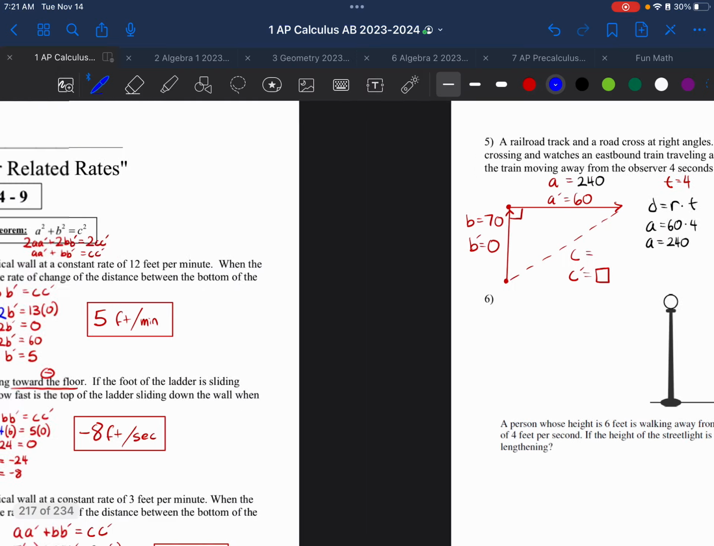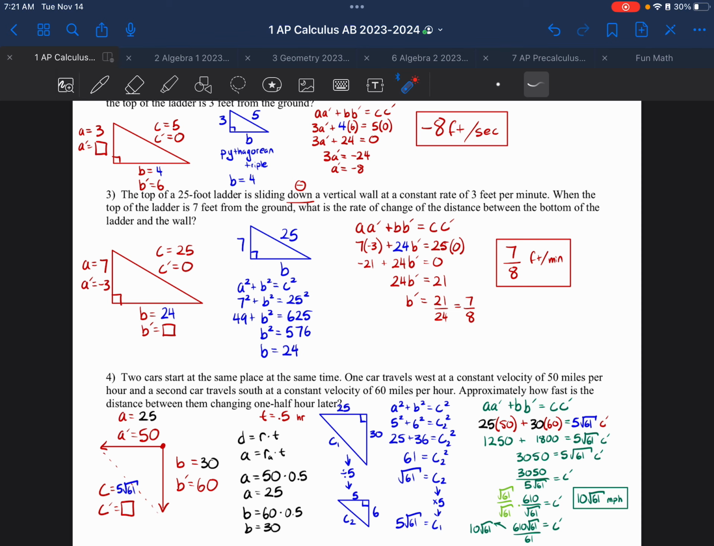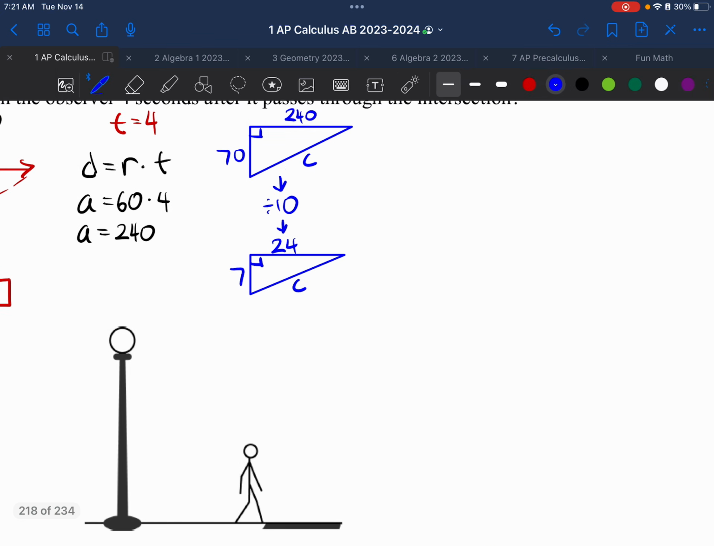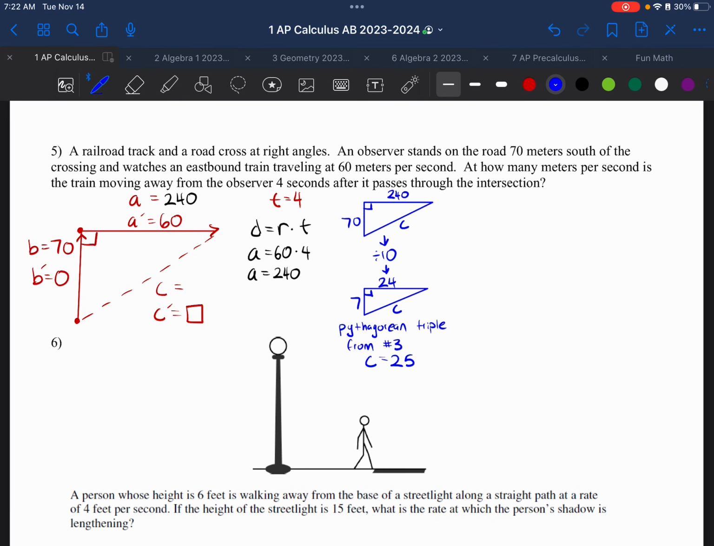Did we have this problem before? 24 and 7? Yeah, we did. Look at this one. 24, 7, and what? 25. So I'm going to just say C is equal to 25 here. This is a Pythagorean triple from, that was problem 3, from number 3. So C is equal to 25. Okay, so we've got our C is equal to 25.